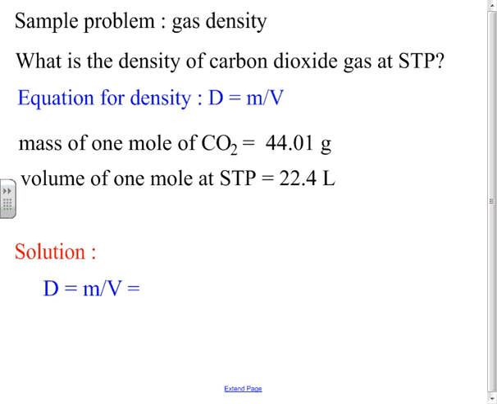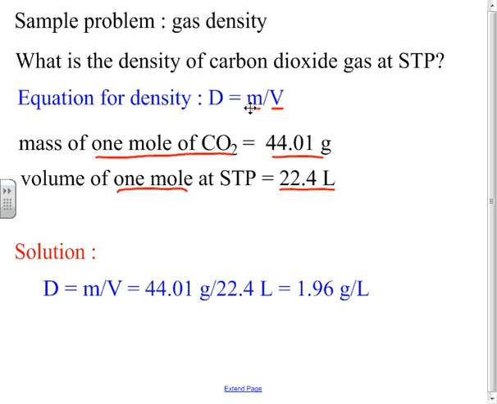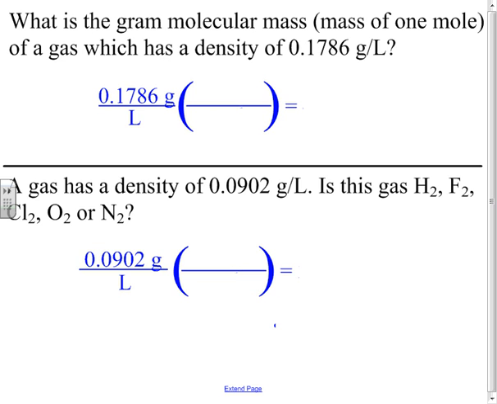What is the density of carbon dioxide gas at STP? Density, we need a mass, we need a volume, so we're just going to choose 1 mole. So 1 mole of carbon dioxide has a mass of 44. 1 mole has a volume of 22.4 liters, and so we just have to take the mass of 1 mole divided by the volume of 1 mole, and that gives us the density of carbon dioxide gas, again at STP.